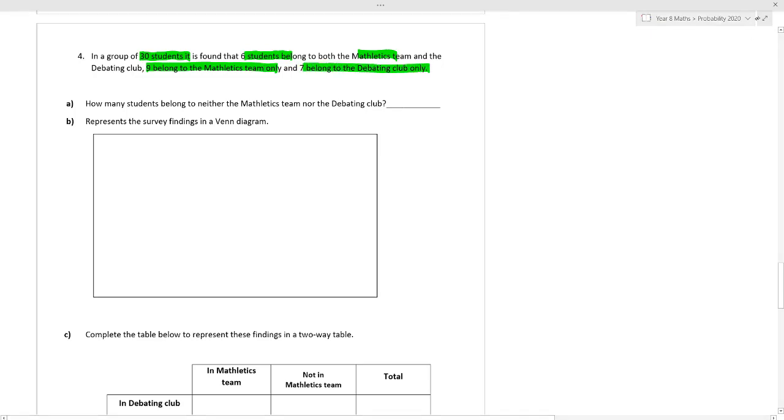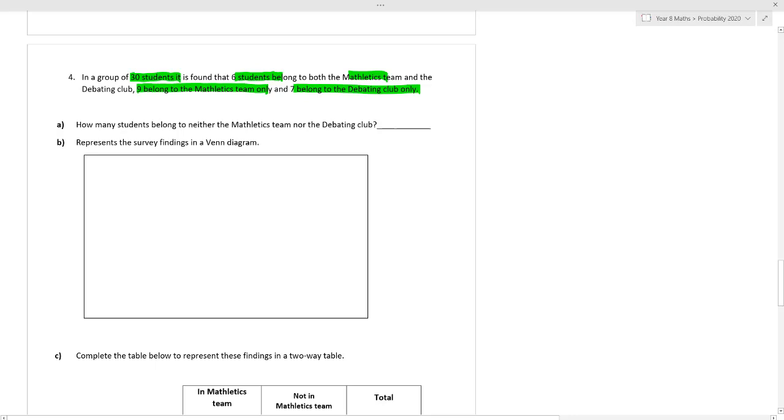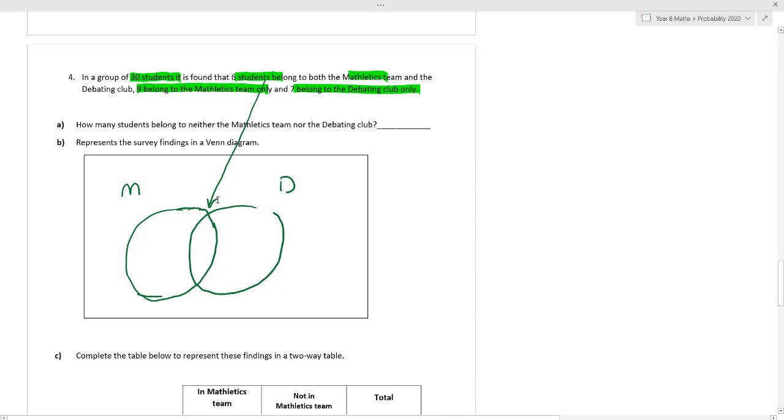So let's draw our Venn diagram. Let's call M for Mathletics and D for debating. So let's do that, 2 circles. We've got my Mathletics and my debating. There you go, Mathletics and debating. 6 students belong to both. So hopefully you can see that that 6 will go in there. And 9 belong to the Mathletics team only. So Mathletics team only means that there's not an intersection.